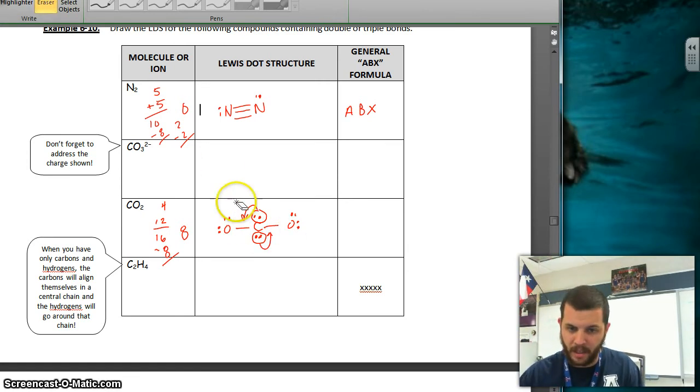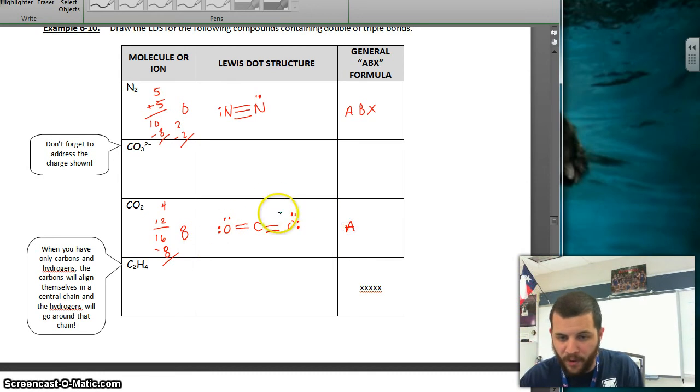So now I'm going to erase those. Okay, and I'm going to draw in my double bonds. Boom, boom, boom, boom, and there she is. Okay, so now my central, I've got 1. My peripherals, I've got 2. And I have no unshared pairs on the central. So that is my final ABX structure.